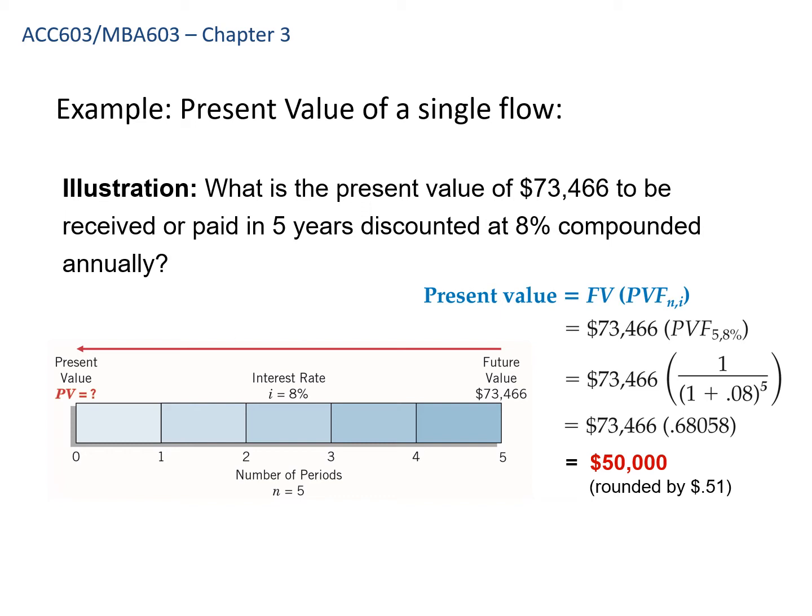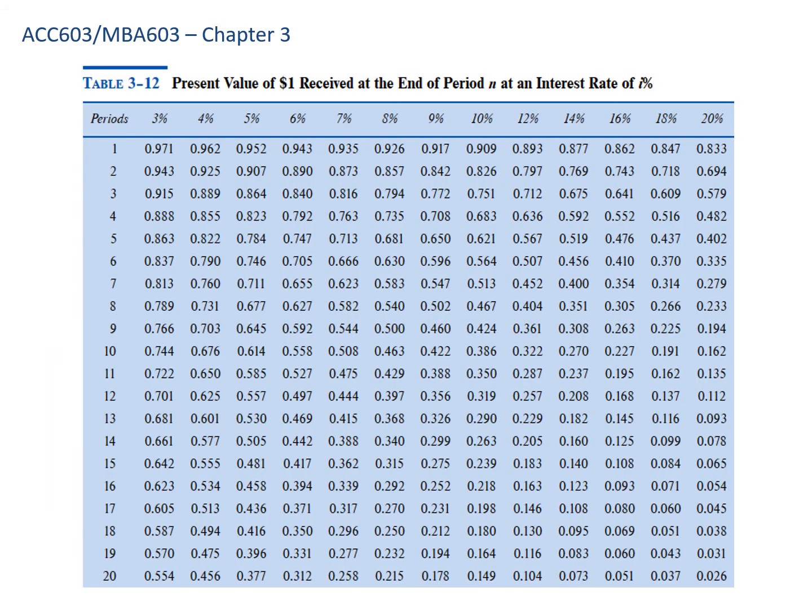So if somebody says they would give me $73,466 5 years from now, that would be the equivalent to $50,000 today if I could invest or borrow money at 8%, if that's the correct discount rate. So let's keep in mind here, 8%, 5 years. So we look at the present value chart. That's in your book as well. And in this case, we've got, let's see, 6 years, 5%. Okay, so we can find the rate there.